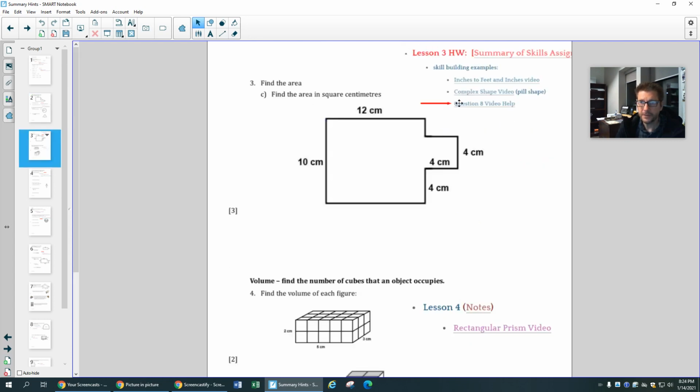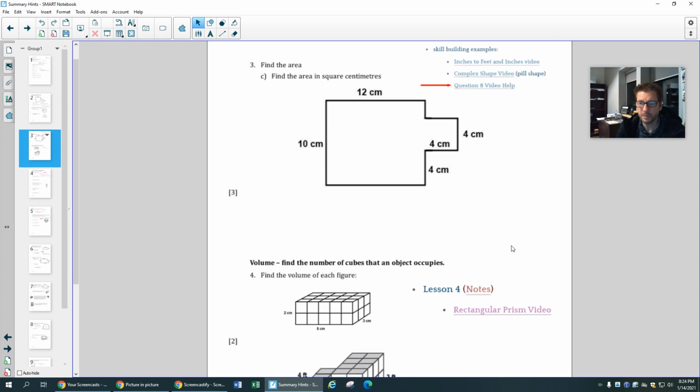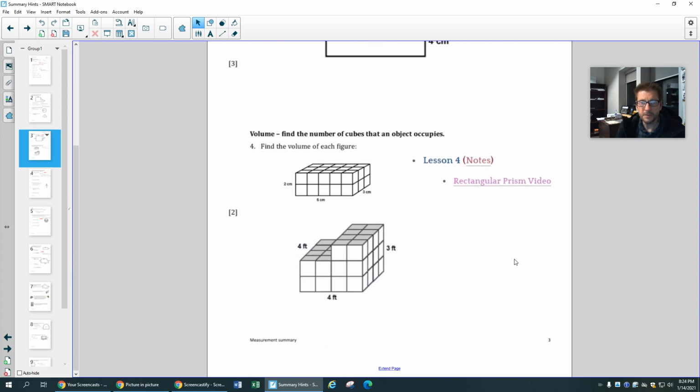Question 3, definitely look at this little video that was helping with our lesson 3 summary. The shape that's here is very similar to the shape that's in question number 8. It'll help you figure out some of your missing sides and then what to do with that information. Volume was lesson 4. There are some notes here that relate to these shapes, or you could watch the video that's talking about rectangular prisms. So that's a hint for number 4.